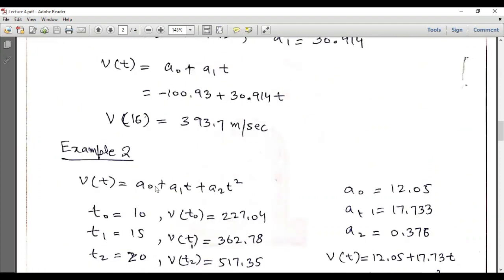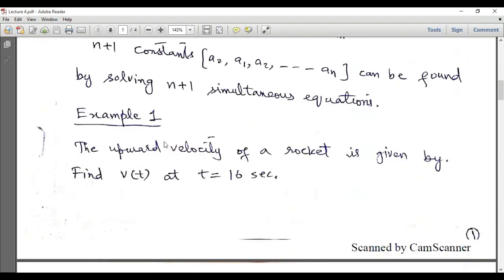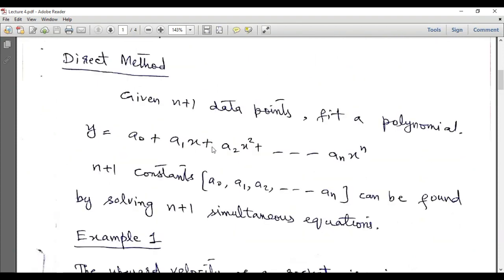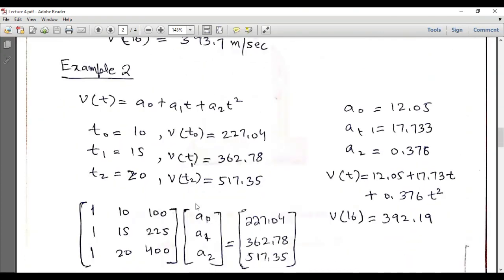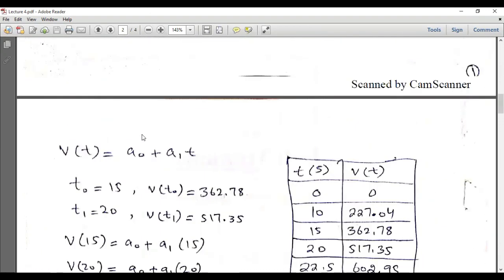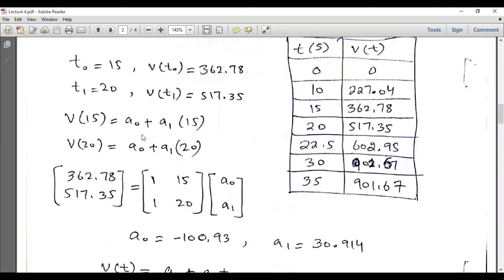So in the second example, we have to use the same polynomial, but with the second order polynomial approximation. So it's direct method, but with second order polynomial approximation has to be used. So this is our second order polynomial, and here we have three unknowns, a naught, a1, and a2. So we must build three equations, and we must need 3 points. So we are going to determine the velocity at t is equal to 16.